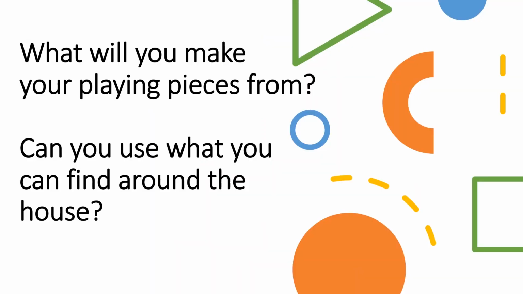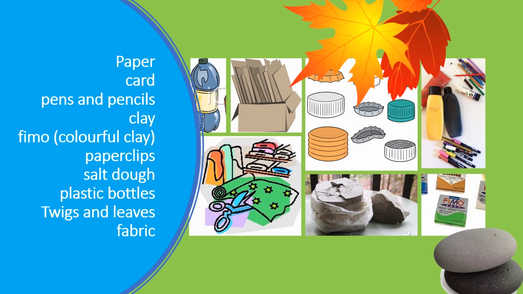First of all, you could ask yourself, what will you make your playing pieces from? Can you use what you find around your house? So have a look around you. You've probably got some sort of basic arts materials around the house. You could use paper, card, pens and pencils. Some of you might have clay as well, or even Fimo, which is a type of colourful polymer clay that you put in the oven and bake.